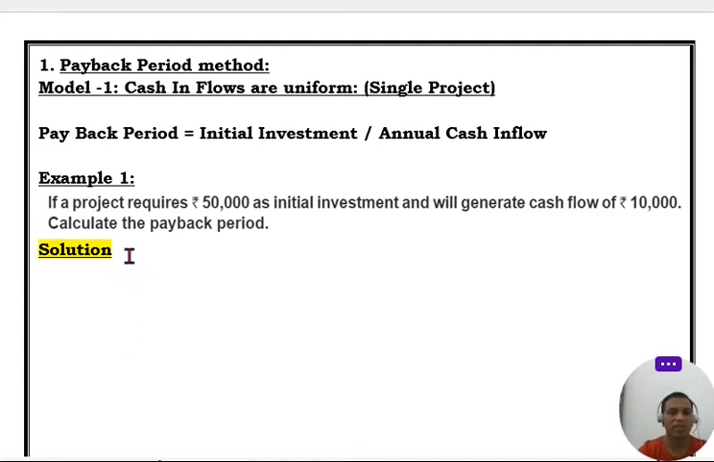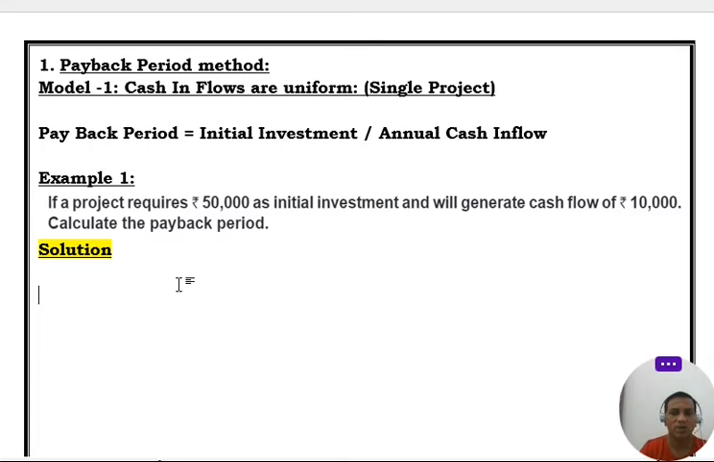So there is an example here. Let us see how to solve this example. So what is the question? If a project requires 50,000 rupees as initial investment and will generate cash flow of 10,000 rupees, calculate the payback period. So cost of the project is given, initial investment is given, 50,000. What about the cash flow? Every year it generates 10,000 rupees. So calculate payback period. Here cash flow every year is the same, that is uniform.